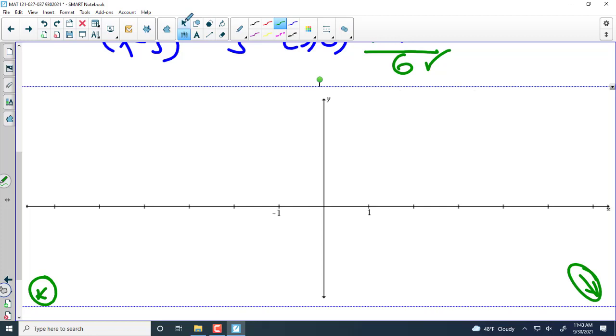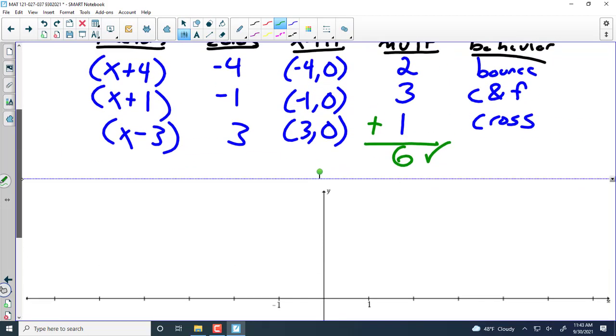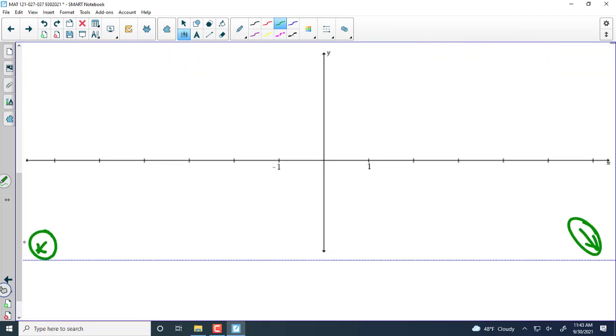Next thing I do is I go through and label my x-intercepts. In this case, I had 3 of them, at -4, -1, and 3. Nice and wide, so I have plenty of room to show my work.